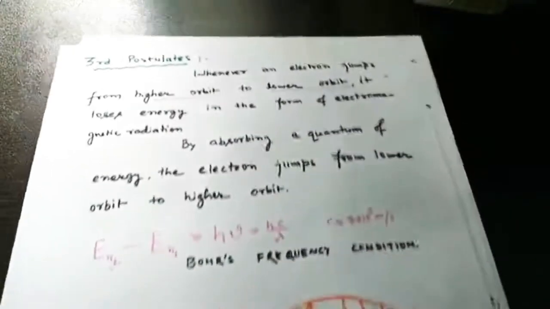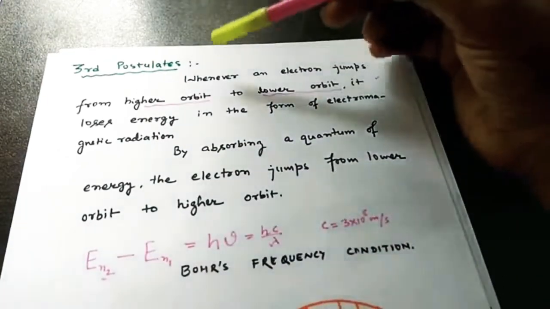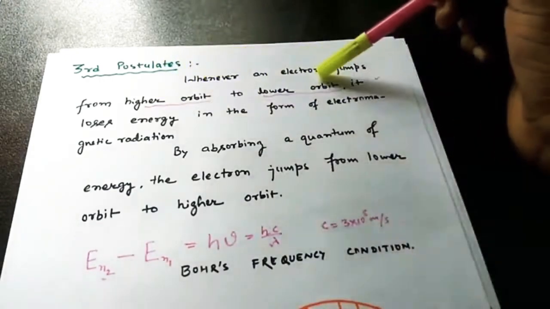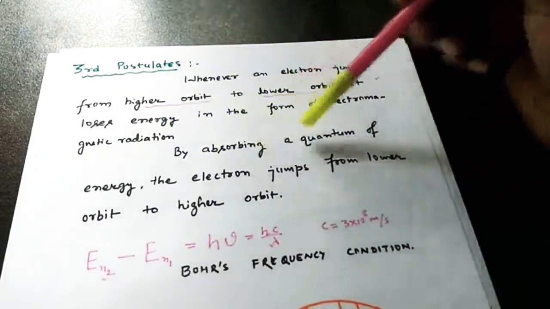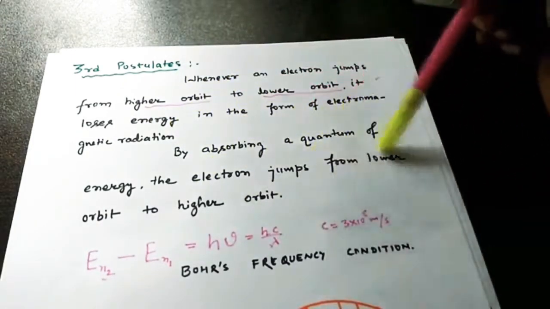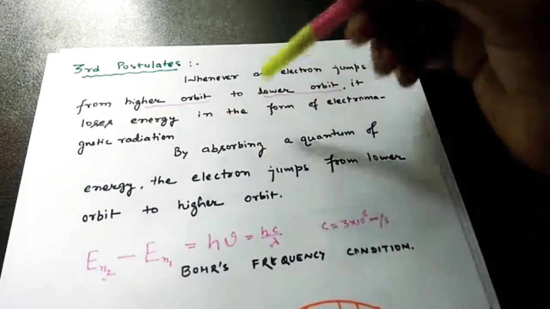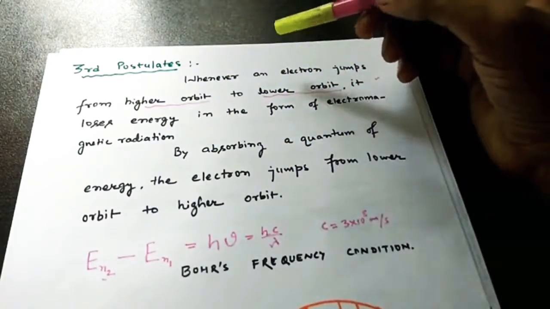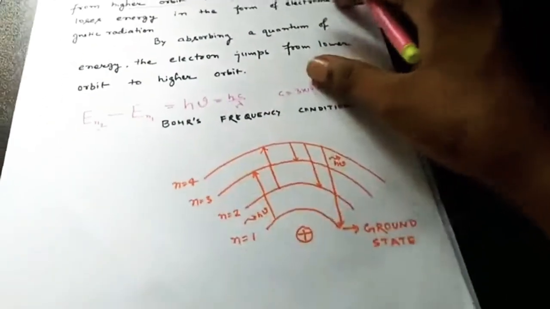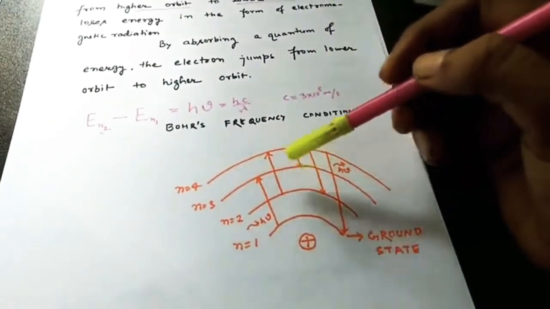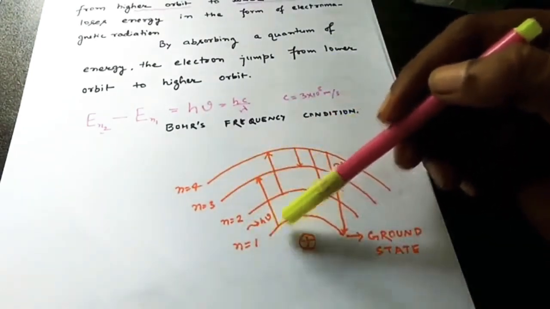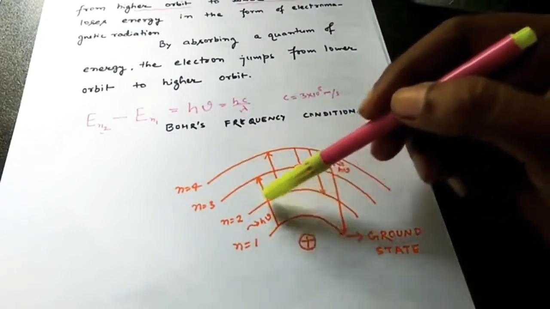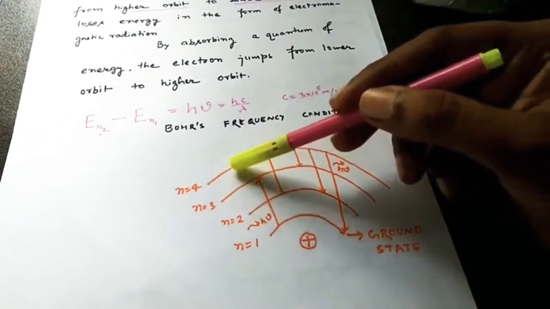Next, the third postulate. The third postulate says whenever an electron jumps from a higher orbit to a lower orbit, it loses energy in the form of electromagnetic radiation. And by absorbing a quantum of energy, the electron jumps from a lower orbit to a higher orbit. That means, let us suppose this is a picture of the atom, and here 4 orbits have been shown. The first orbit is n is equal to 1, second n is equal to 2, third n is equal to 3, and n is equal to 4.